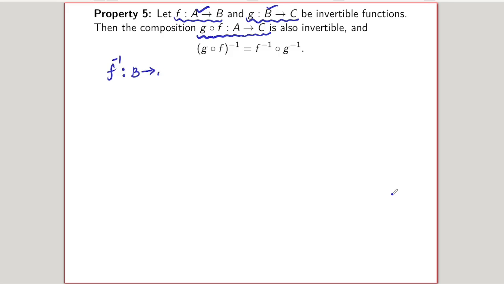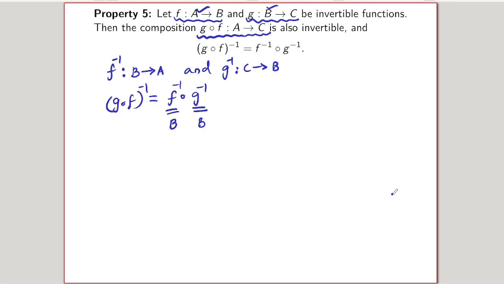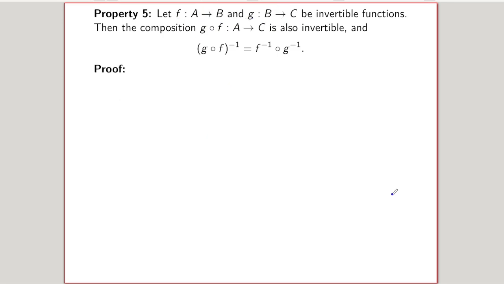f inverse from B to A and g inverse from C to B. It is possible to define the map f inverse composition g inverse because the domain of f inverse, which is B, is equal to the codomain of g inverse, which is B. So we are going to state that this map f inverse composition g inverse will be the inverse of the map g composition f. This is what we are going to show in this property.